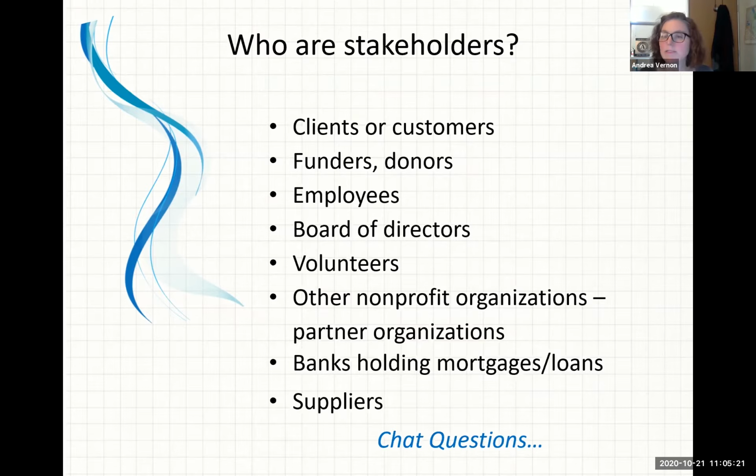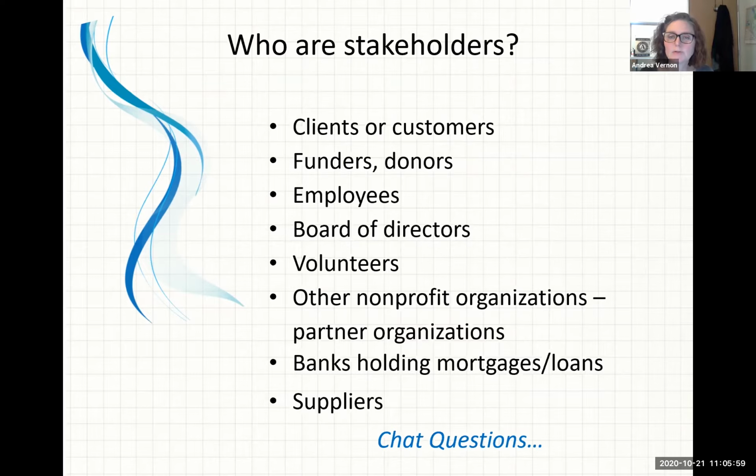The list here is a set of examples of types of stakeholders that exist for nonprofit organizations. First of all, of course, our clients or our customers. Who are we serving in our nonprofit organization? Funders and donors, employees, those people who are paid by the organization and work there as staff members. The board of directors, which governs the organization and is responsible for the fiduciary oversight of nonprofits. Certainly our volunteers. Many of us rely heavily on volunteers. Other nonprofit organizations, so who do we partner with? Who do we collaborate with?